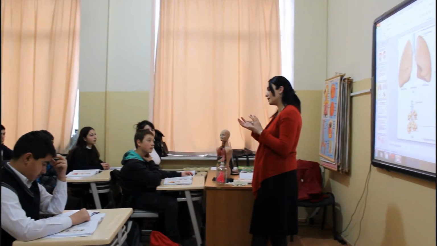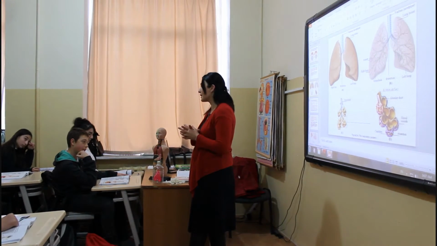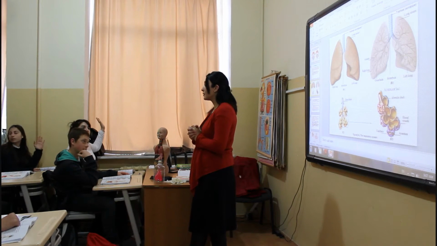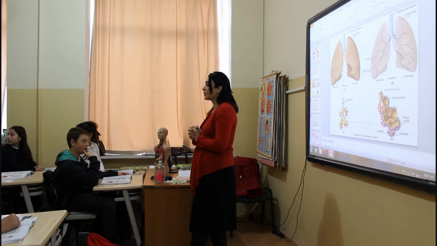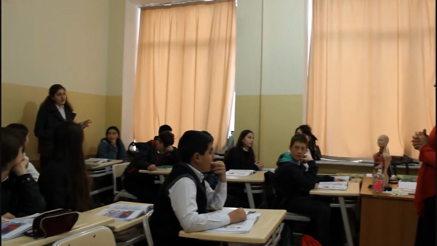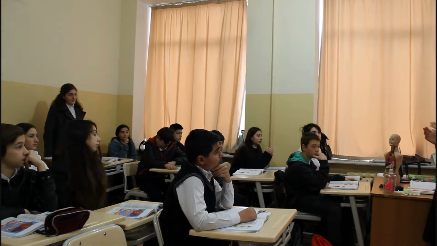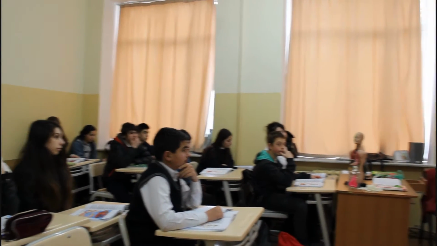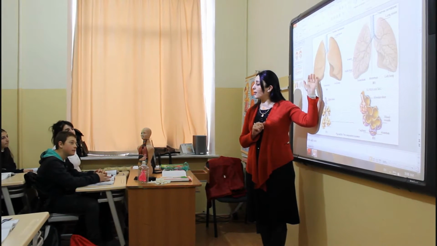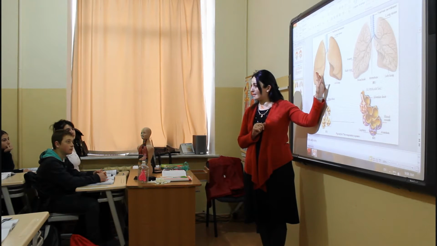Where is each lung located, how many lobes does it have, and why is it different? Anybody who can talk about it? The lungs are located in the thoracic cavity, and the left one has 2 lobes because the heart is located directly beneath it, and the right one has 3 lobes. Okay, so are they the same size? No. Because, as she said, the heart is located beneath that.